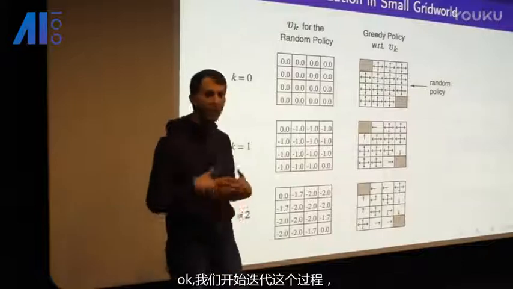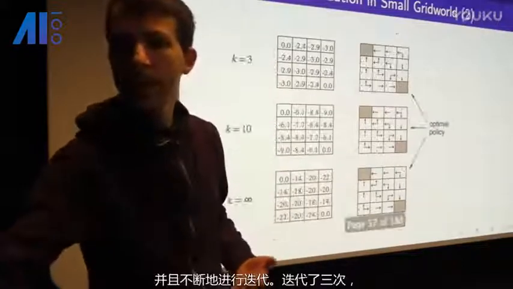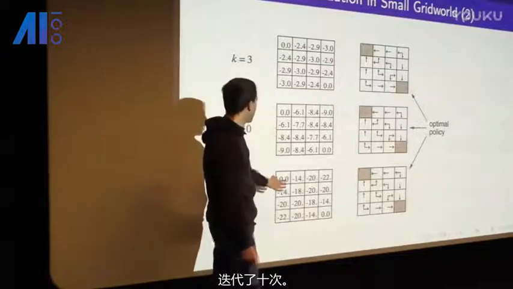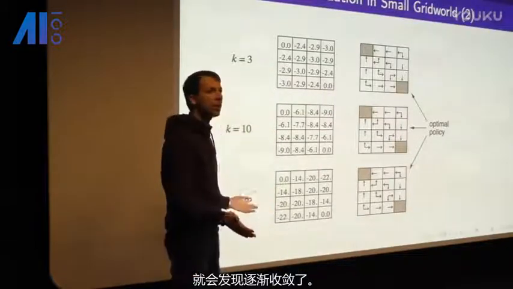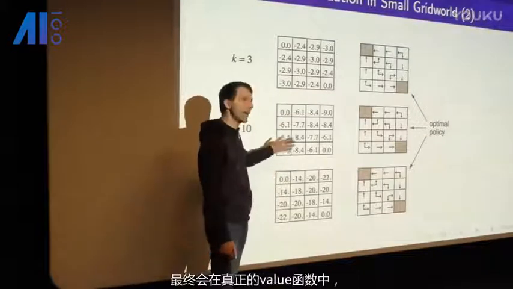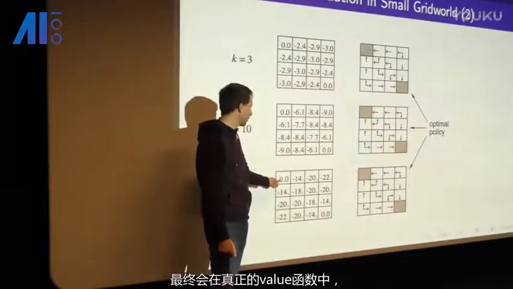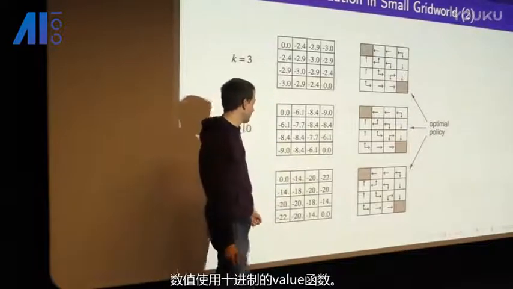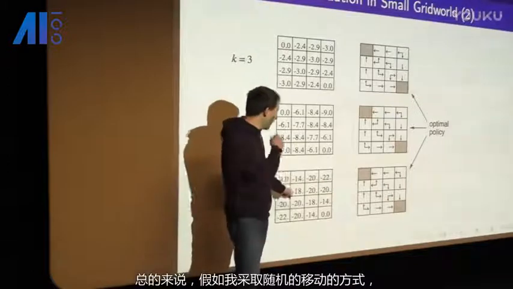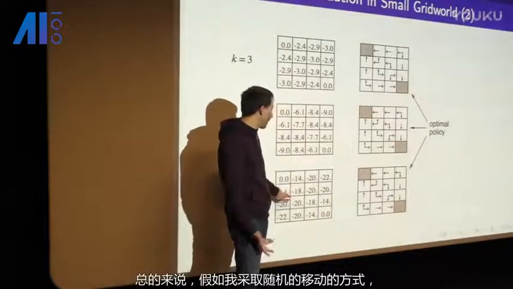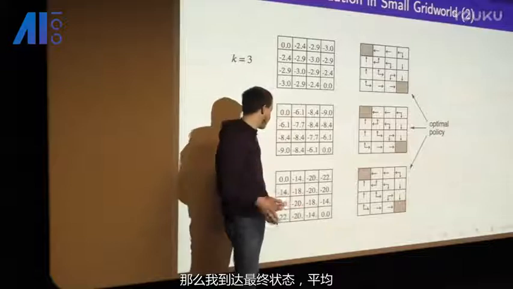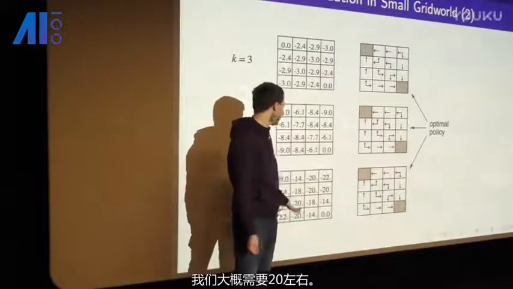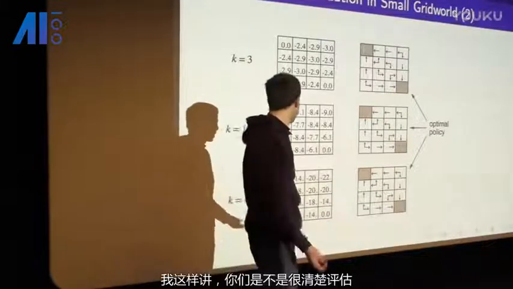Okay? So we iterate this process. If we keep iterating, this is after 3 steps, this is after 10 steps. Once we iterate to convergence, we see that this stabilizes eventually on the true value function. This is actually the true value function to 0 decimal places. This basically tells us, if I'm taking this random walk, how many steps is it going to take on average until I actually hit one of these grey states? And it's around 20 for some of these cases.